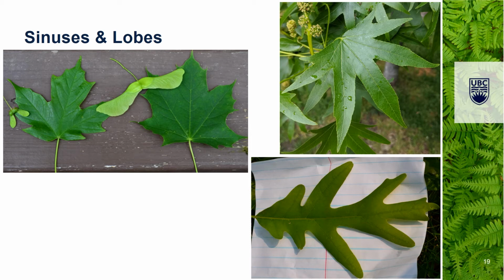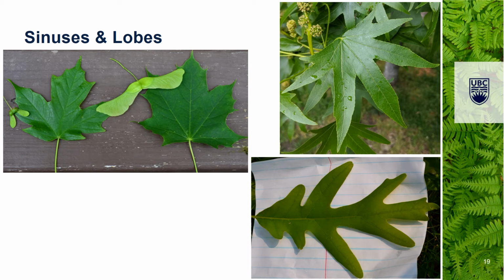On the top right of the slide, we have a sweet gum leaf. This species can be confused with maples, although maples have opposite arrangement and sweet gum is alternate. But the sinuses of a sweet gum, depending on the cultivar, are much deeper when compared to maples.